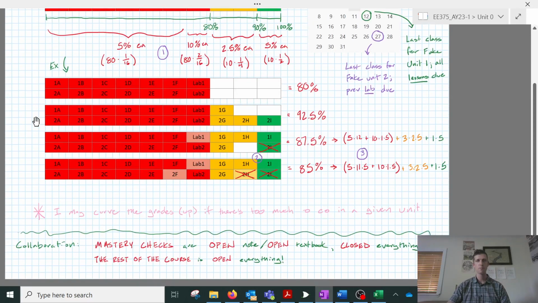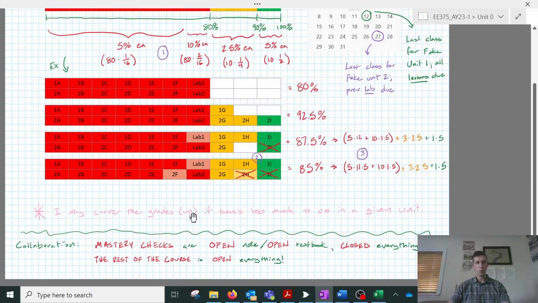recalculate your grade. Okay, the last thing I want to talk about is collaboration, because this is a very collaborative course. So I want you to work with other students on the stuff in this course, as much of the work as you're going to do in this course as possible, so that you can lean on your classmates for help.